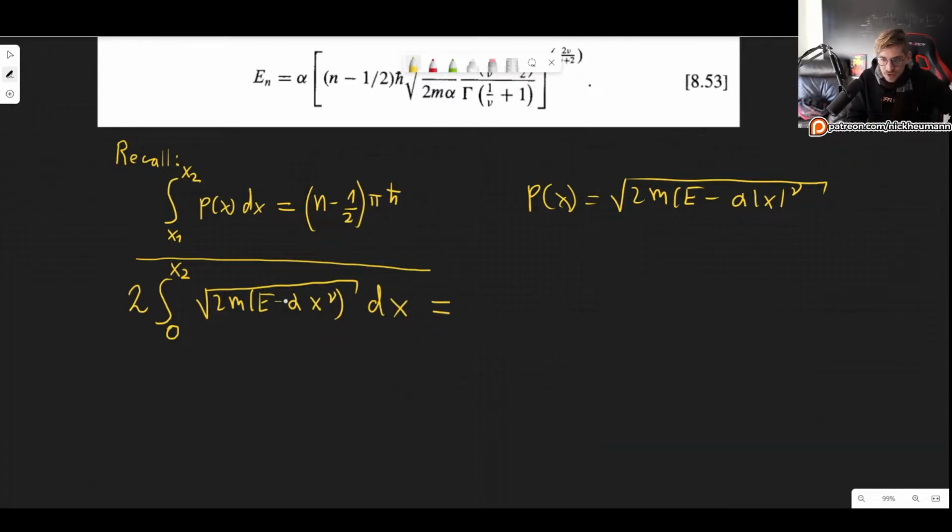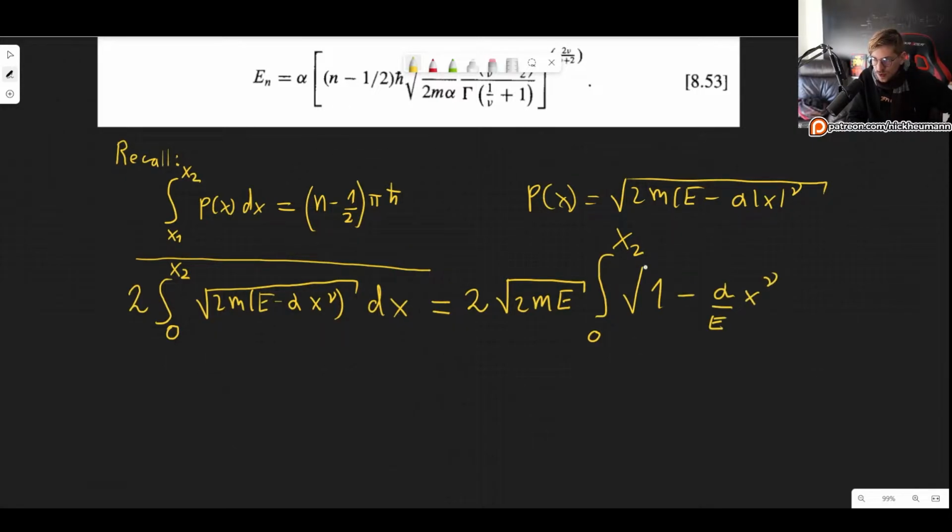Okay, so now we wish to make the notation a little bit simpler here. So let's factor out some of our constants. For example, the 2 is already outside, but we can factor out 2m e. It doesn't really matter if you do this or not. In the end, these are simply constants. If you can simplify notation, it will make calculations less annoying, but in principle, it doesn't really change much. So this here gives us 1, and then we have minus alpha divided by e times x to the nu power, and then, of course, dx.